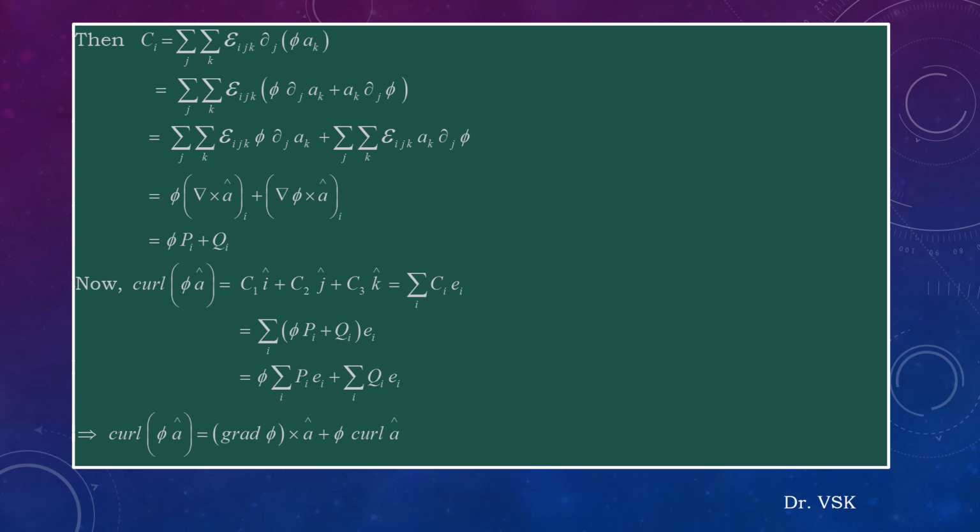Now we have taken the summation over i. If we take this summation from i equals 1 up to 3, we obtain curl phi a cap equals phi times curl a cap plus grad phi cross a cap. We are done.